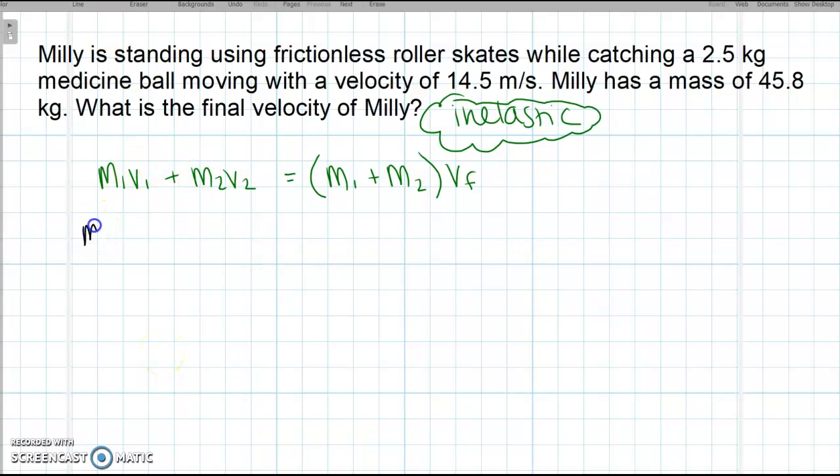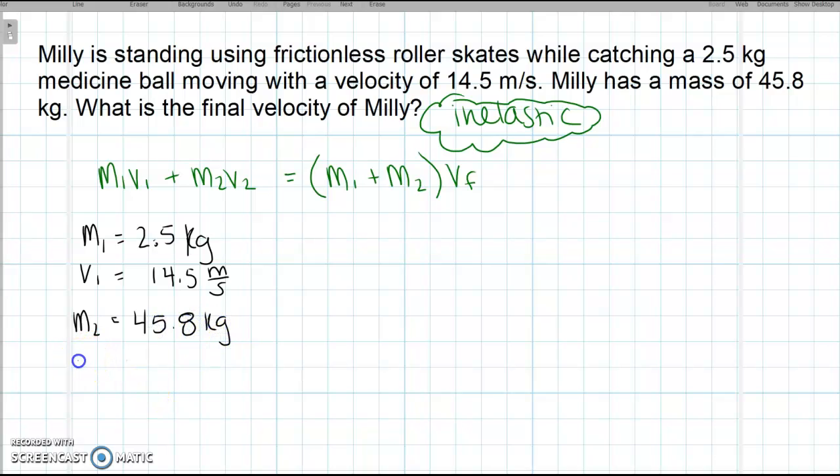Okay, so let's identify what we are given in the problem. m1, I'm just going to call it the medicine ball because it's the first mass that we're given. We are given that the medicine ball is moving with a velocity of 14.5 meters per second towards Millie. So this is 14.5 meters per second for the initial velocity of the medicine ball, or v1 in this case. Millie has a mass of 45.8 kilograms. Let's just assume that Millie is just chilling on his roller skates, not moving at all. I'm assuming that because we aren't given an initial velocity for Millie, so I'm going to call v2 0 meters per second. So we have all of the information that we need in order to solve. All we need to do now is plug it in.